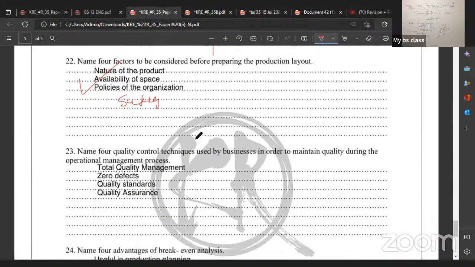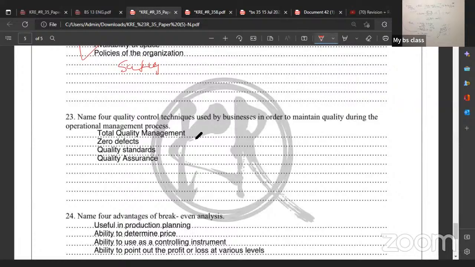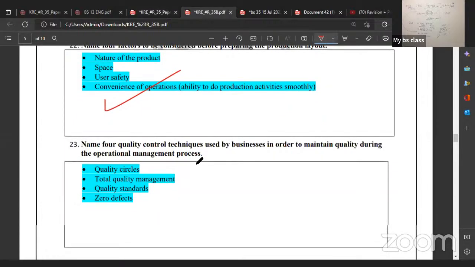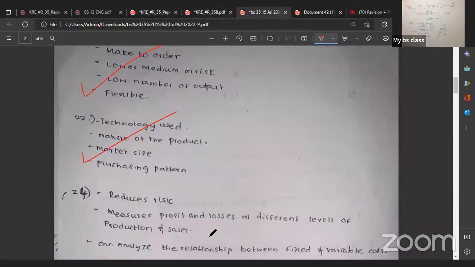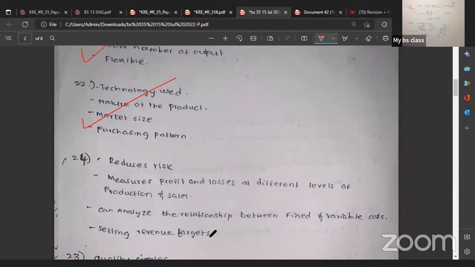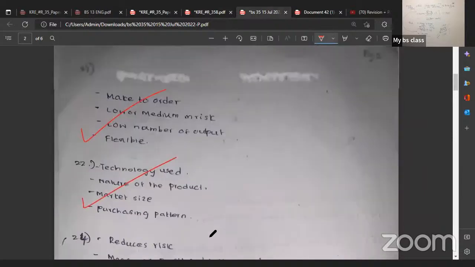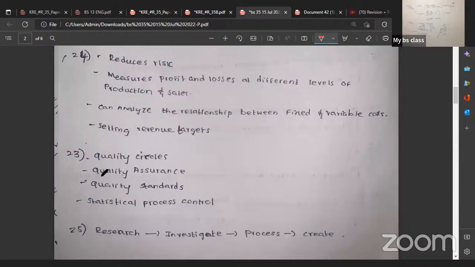Name 4 quality control techniques used by businesses in order to maintain quality during the operation management process. We think TQM, zero defects, quality standards, quality assurance, quality circles. QC is also the quality circles. Zero defects, okay. So what is the answer, 23? Good.